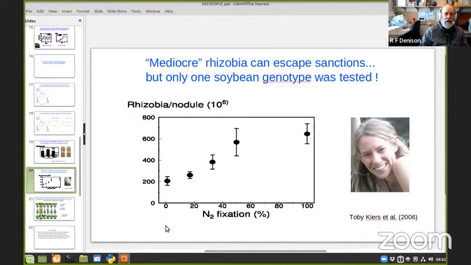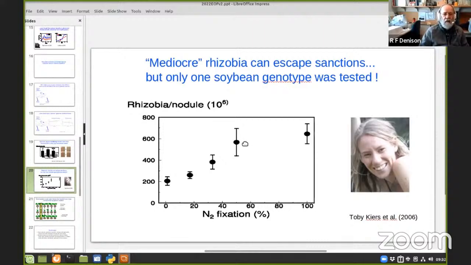And consistent with the previous slide, if the bacteria provided a lot of nitrogen, they got to reproduce a lot. If they didn't provide any nitrogen, they only got to reproduce about a third as much. Just a tiny amount, maybe a little more reproduction.